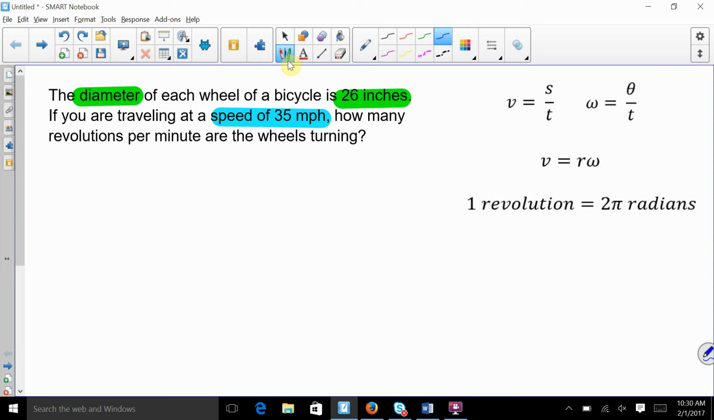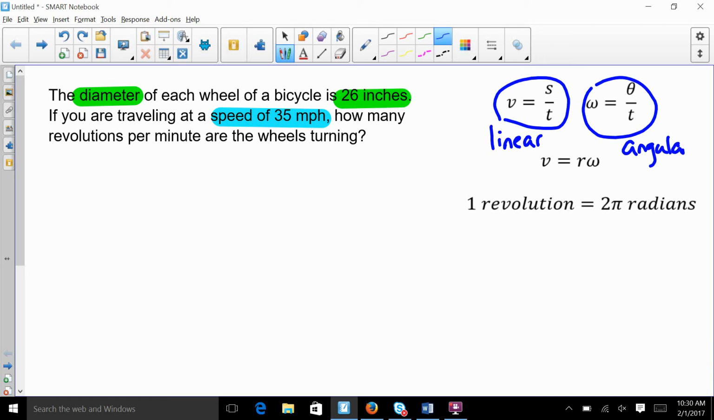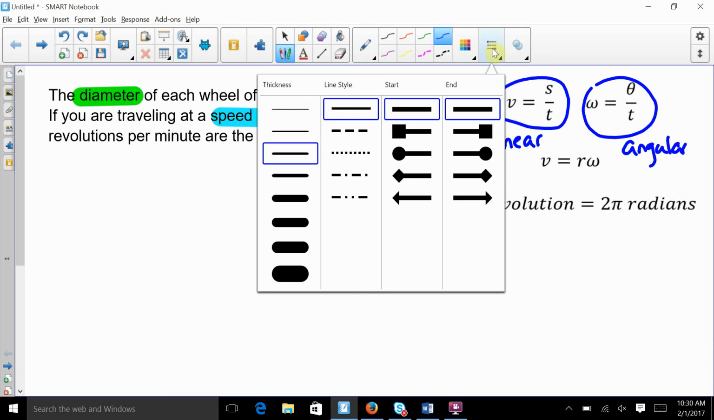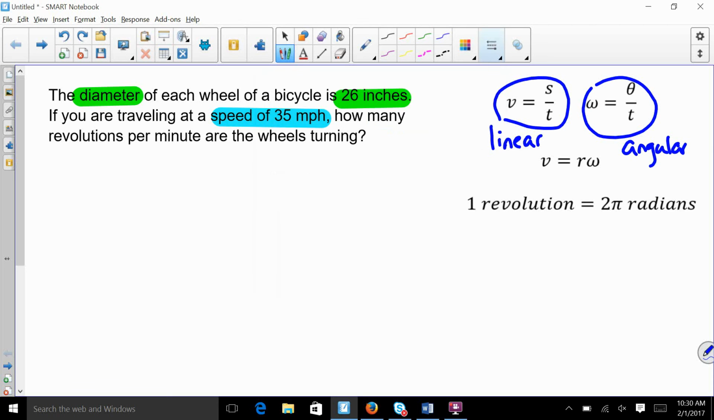So what we're going to do here is look at a couple of our formulas. I know that this here is my linear speed formula, and this here is angular. And we can see that the angular is going to be in radians, and the linear is going to be in either miles or feet or inches. And then this formula here talks about how my linear speed relates to my angular speed.